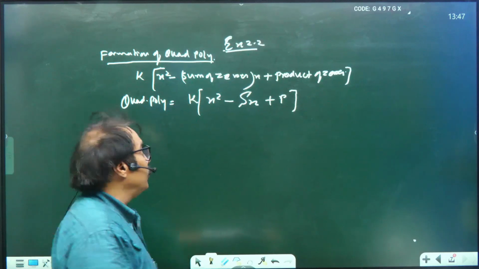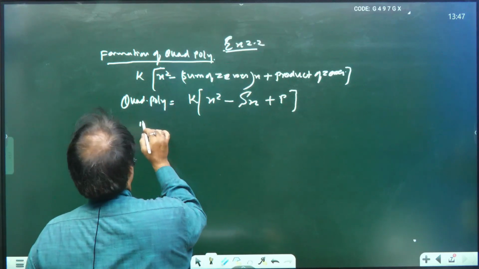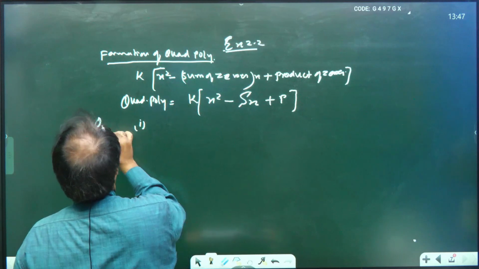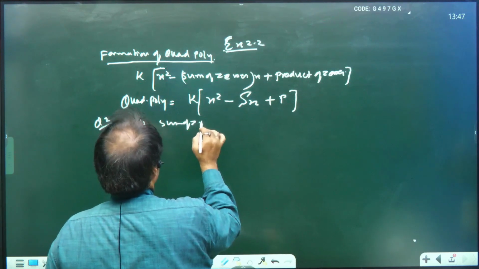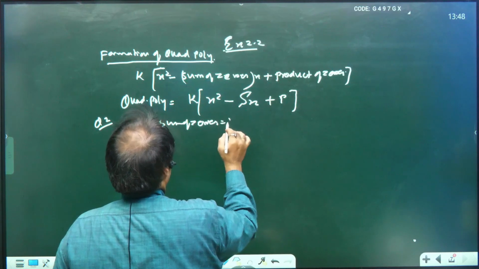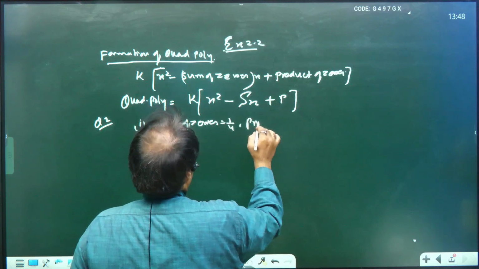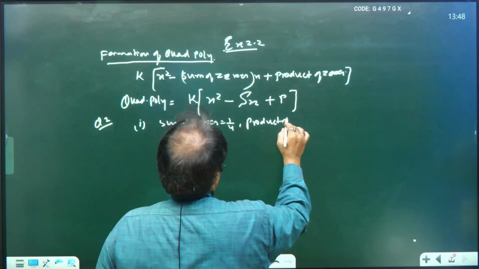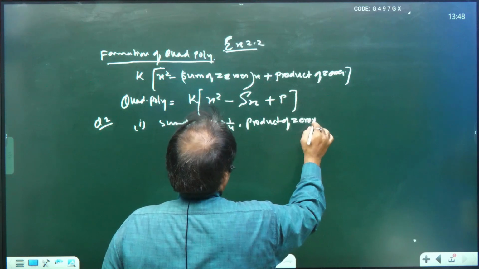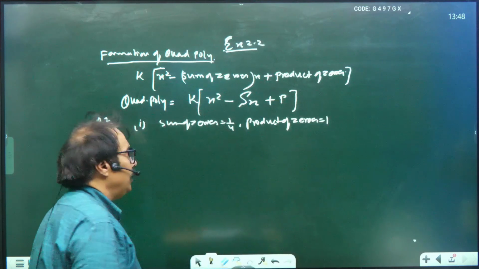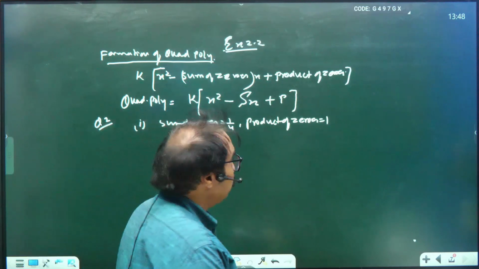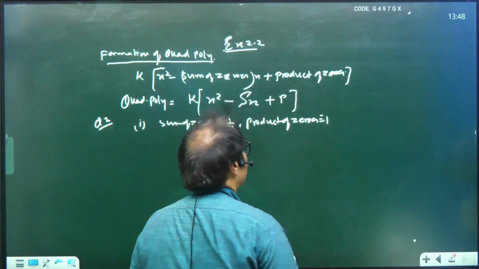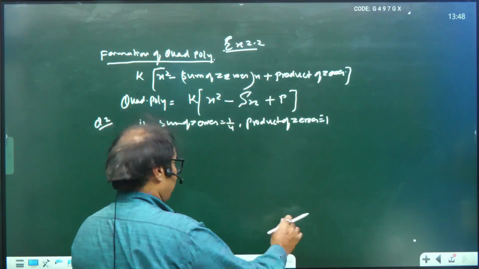Okay. Suppose for the first part of question number 2, the sum of zeros is equal to 1 by 4 and the product of zeros is given as minus 1. The sum of the zeros and product of the zeros are given. So the product of the zeros is minus 1. Okay.